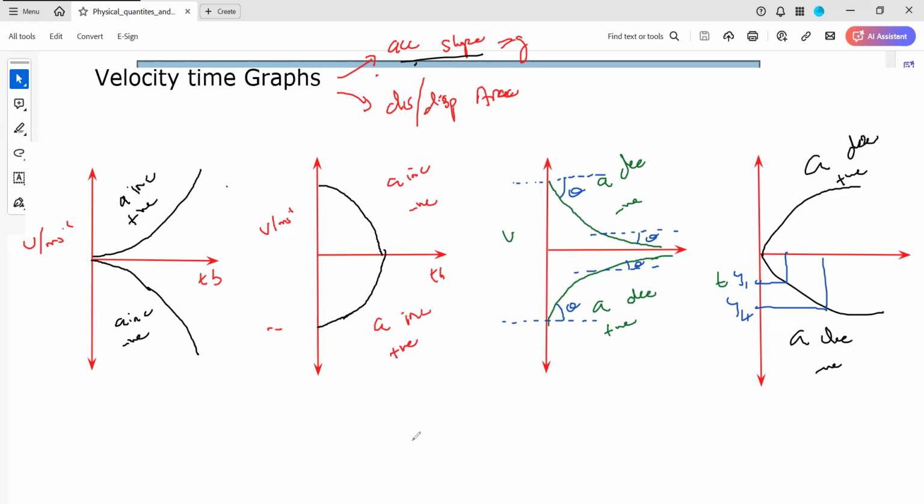The term positive and decreasing, what does it mean? For example, the value of the acceleration will be positive, but its value will decrease. For example, acceleration was 3 meters per second squared, then acceleration will be 2 meters per second squared. So what does it mean? It means the acceleration is decreasing and the value or the magnitude is positive.